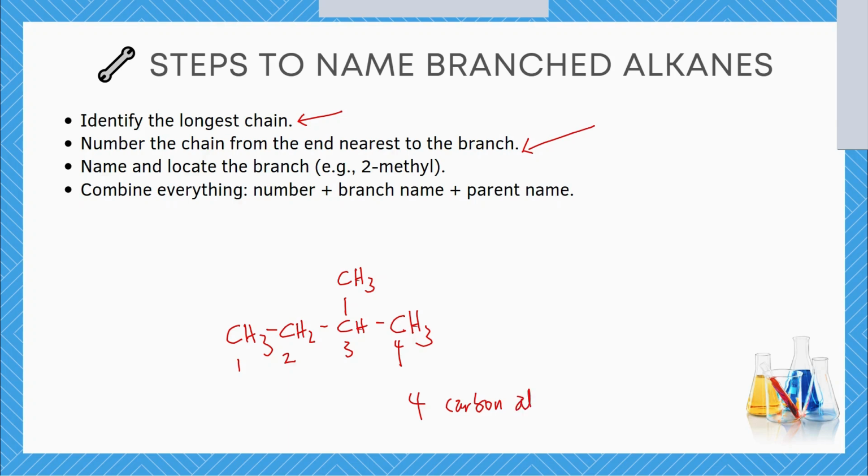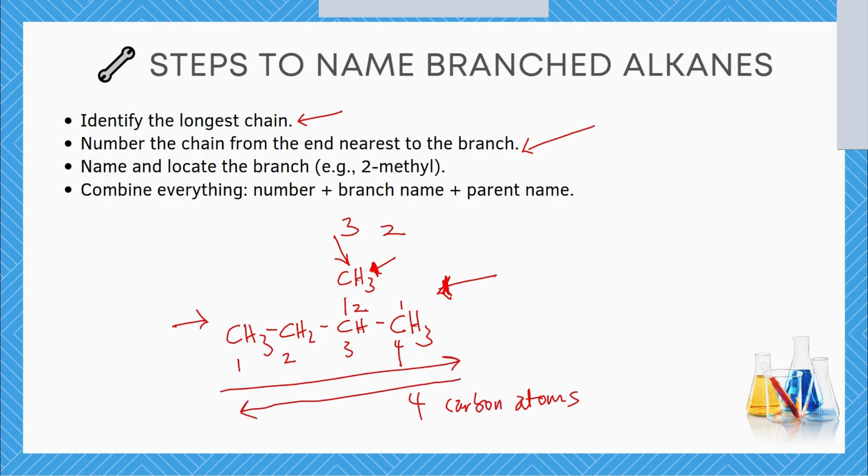But now, it is not just about identifying the longest chain. It is also about counting from the point that gives the lowest number to this branch. Since this is the branch, we can either start counting from the left or from the right. If we start counting from the left, this branch here will have the number 3. But if we start counting from the right, it will have the number 2. So that means instead of counting from left to right, we're going to count from the right to the left, because we are counting from the end that is nearest to the branch.